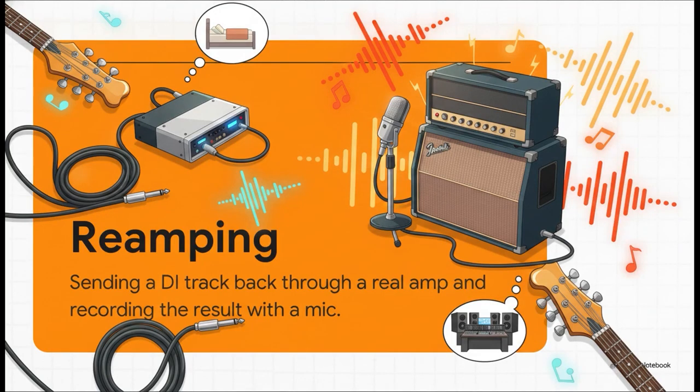So the really cool takeaway here is that you don't actually have to choose just one method, all thanks to a process called reamping. Basically, reamping is when you take a perfectly clean DI track that you already recorded, send it back out of your audio interface, run it into a real, physical amplifier, and then record that amp with a microphone. It literally gives you the best of both worlds. You can capture a flawless, totally stress-free performance in your bedroom today, in your pajamas, and then go rent a killer-sounding studio room to blast it through a huge amp next week.